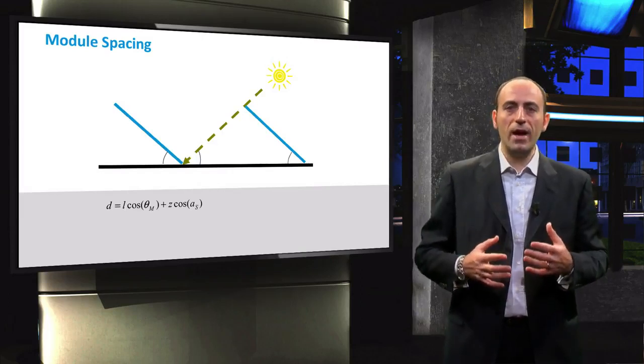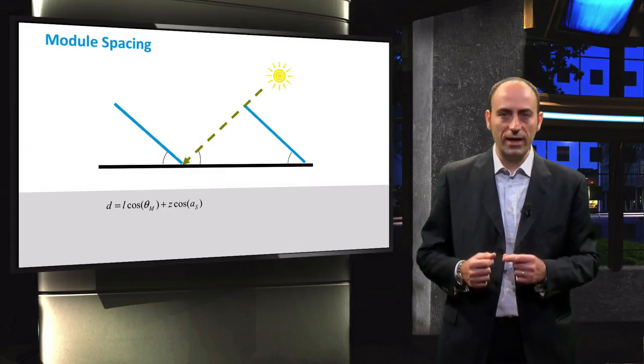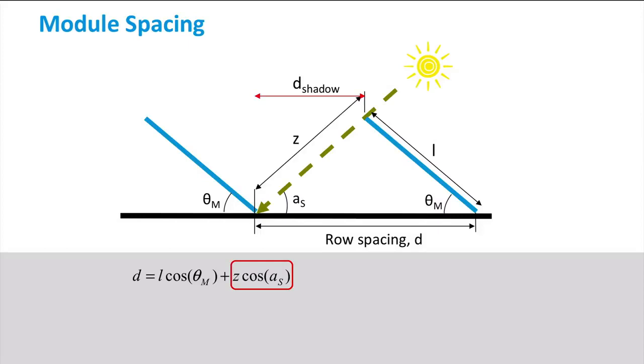We are going to derive the equation of the row spacing starting from this simple trigonometric relation, where d is the row spacing, and it is obtained by adding the vertical projection of the module, where L is the length of the module and theta m is the tilt angle of the PV module. The second term is also called the d shadow, obtained by the vertical projection of z, which in turn is the distance between the top edge of the module and the end of the shadow on the ground.